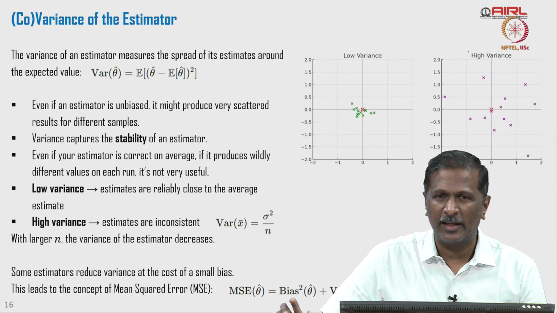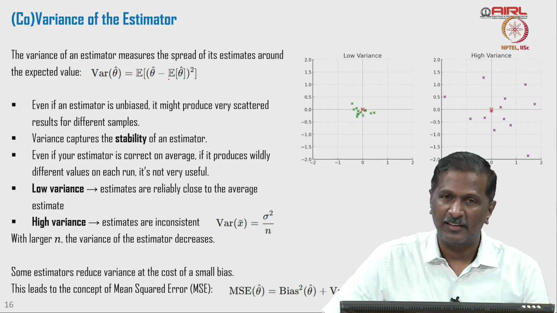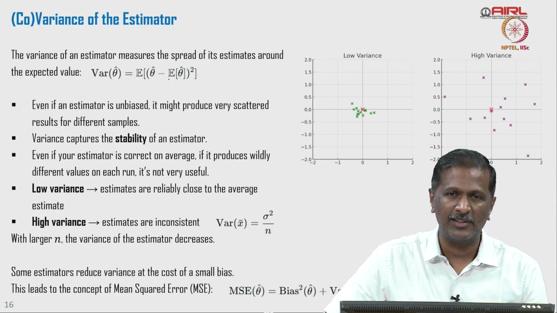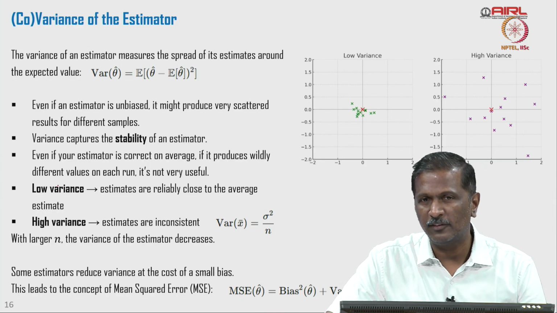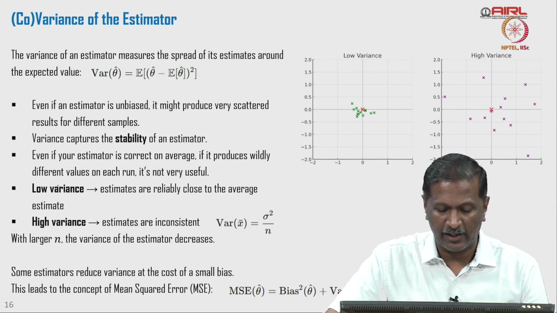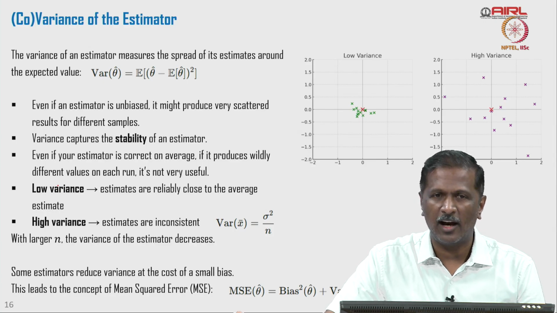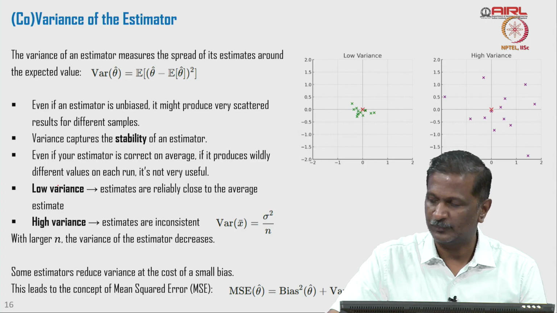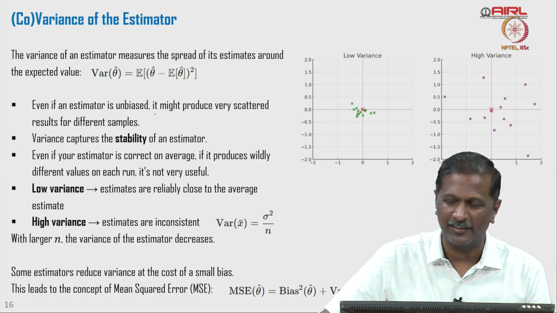So you have to get the bias value, and you also have to understand the variance, and that will help us decide what to do. For a larger n, the variance of the estimator decreases. If you do more measurements, the variance will decrease. Sometimes estimators reduce variance at the cost of bias. This leads to the concept of mean square error. So we look at the bias and variance and try to see how good our estimate is. I have given you a figure here for you to understand the difference between low variance and high variance.